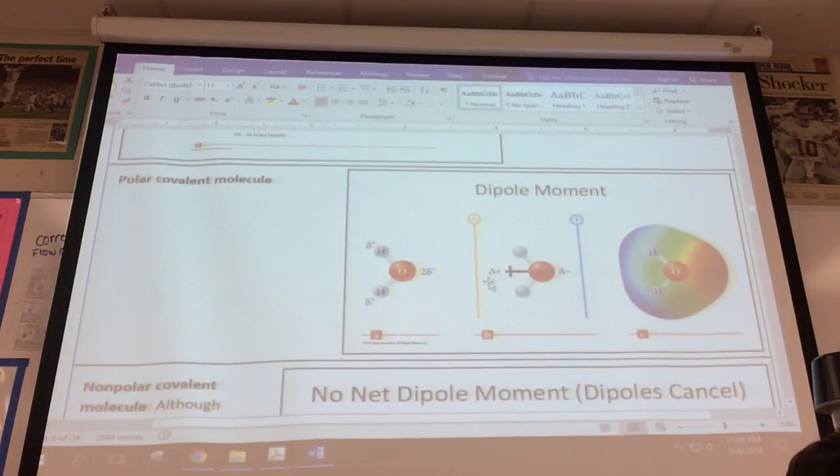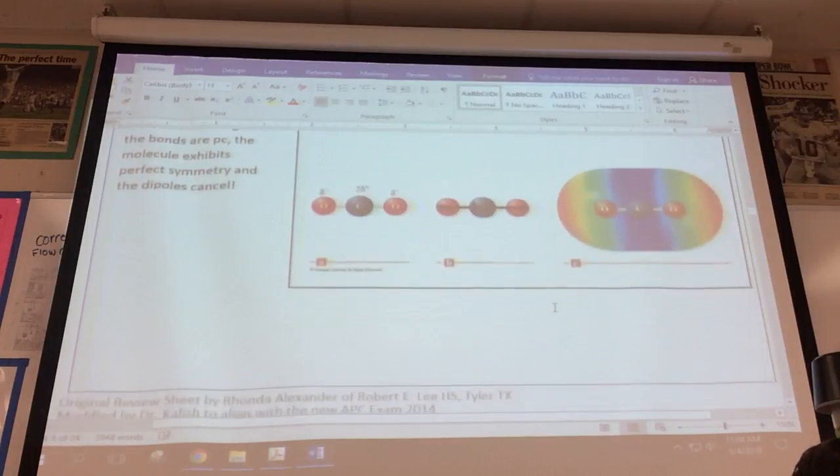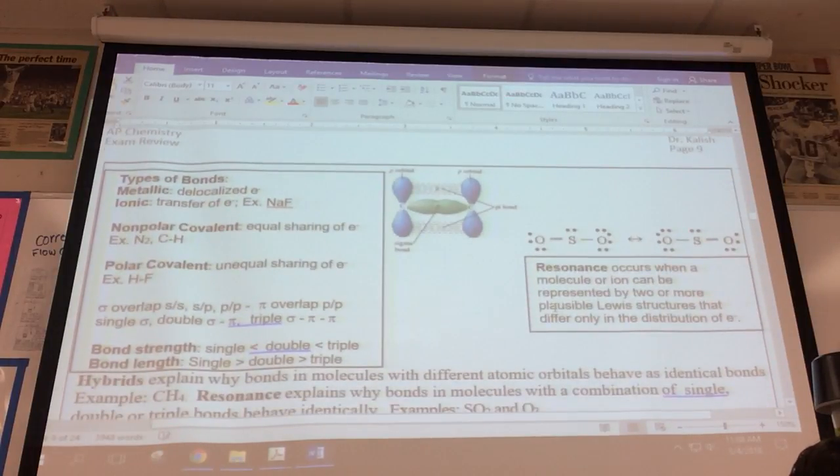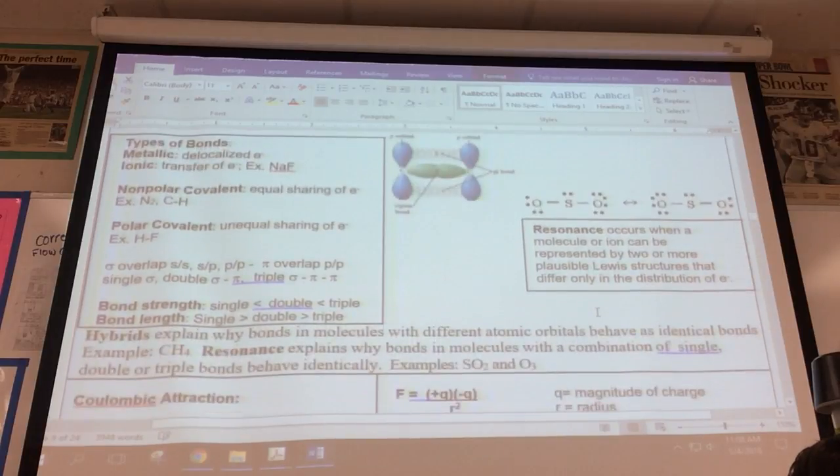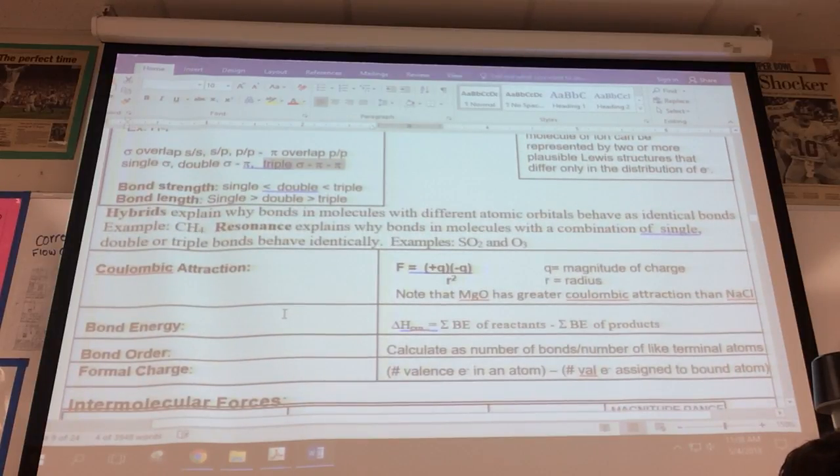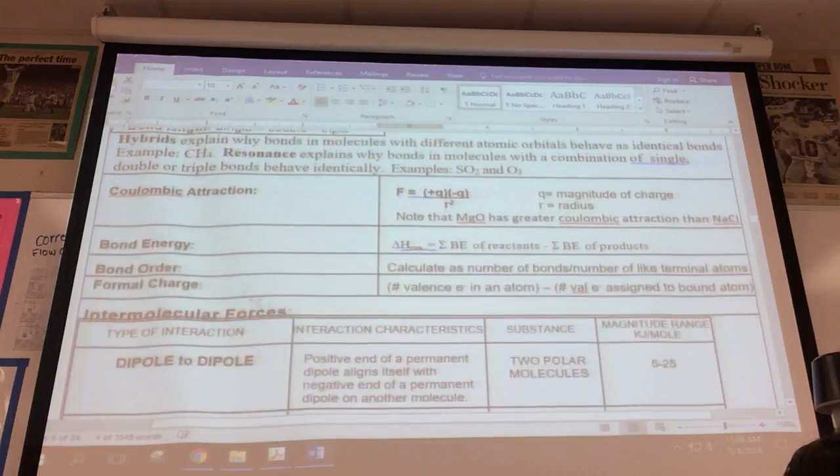This we've seen before. Here's your dipole moment, again showing this unequal electron distribution. Here's an example of resonance, and this is sulfur dioxide, which you have seen previously. Here's your triple bond with a sigma and two pi. And the other thing you want to be comfortable with is bond energy. Again, you can calculate delta H. Make sure you do reactants minus products. Bond order you should be familiar with.